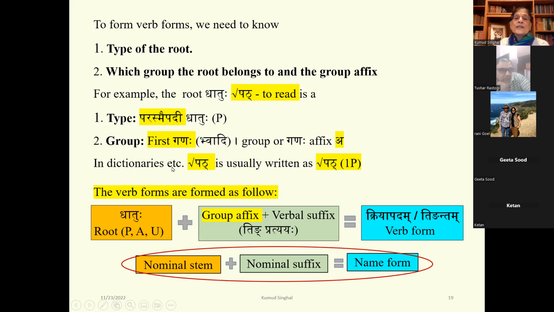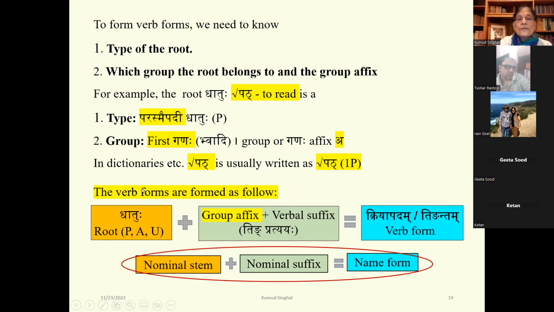and the affix is a. So in dictionaries, the pat dhatu is often written as pat, and in parentheses you have 1p. So 1 means which group it belongs to, and p means the type of dhatu it is. So how are the verb forms formed? They are very similar to, and a little bit different from, how the name forms are formed. We will see the similarities and the differences.